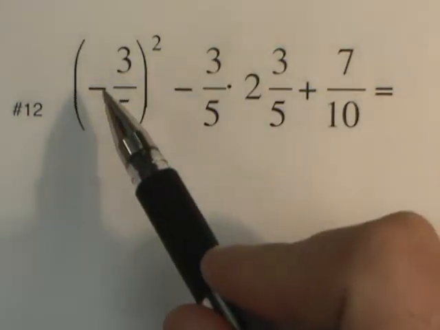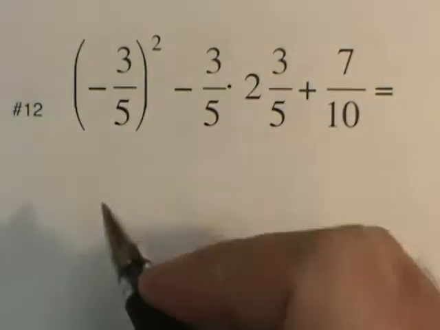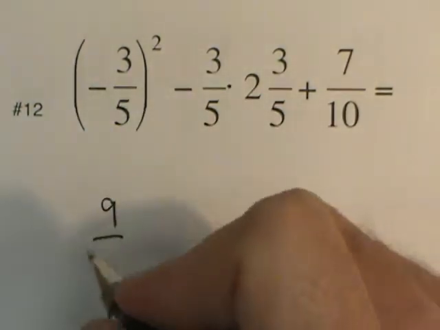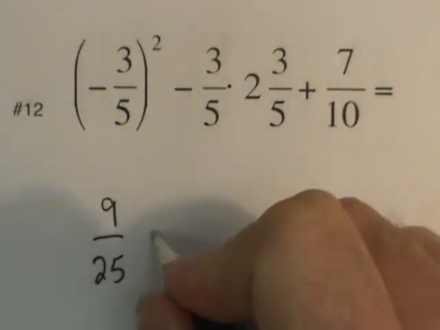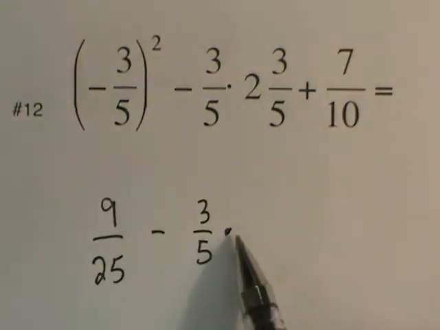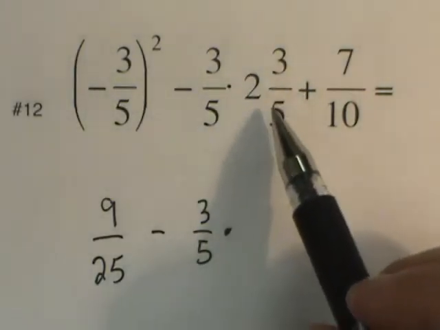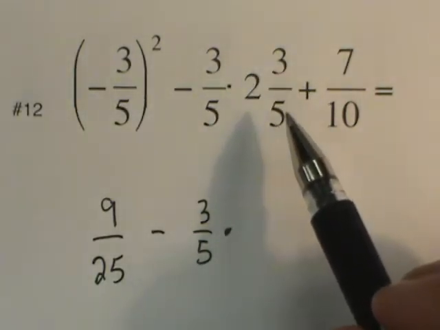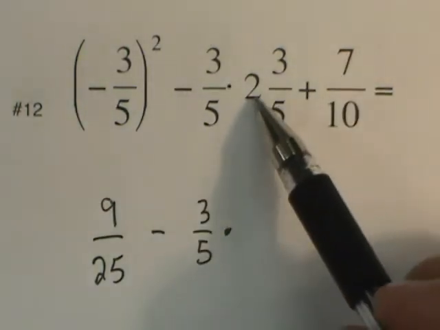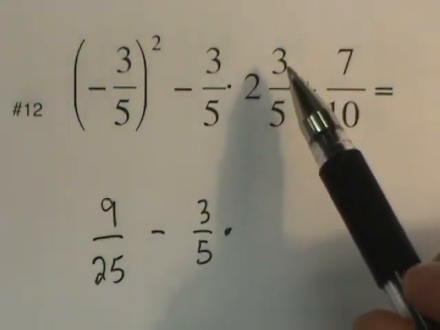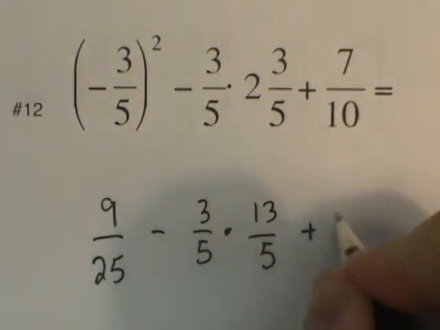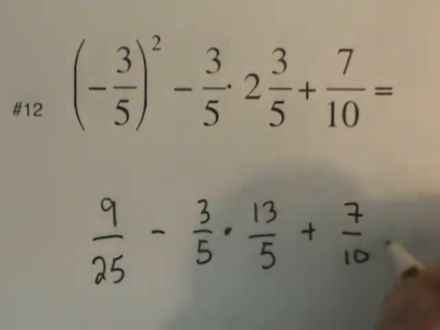And so as I look at this, negative 3 times negative 3 produces positive 9. 5 times 5 would be 25. Minus 3/5 times, because this is multiplication, it forces me to turn this next mixed number into an improper fraction. That is a guaranteed step. So I do 5 times 2 is 10. 10 plus 3 is 13. I'll call that 13/5 plus 7/10.